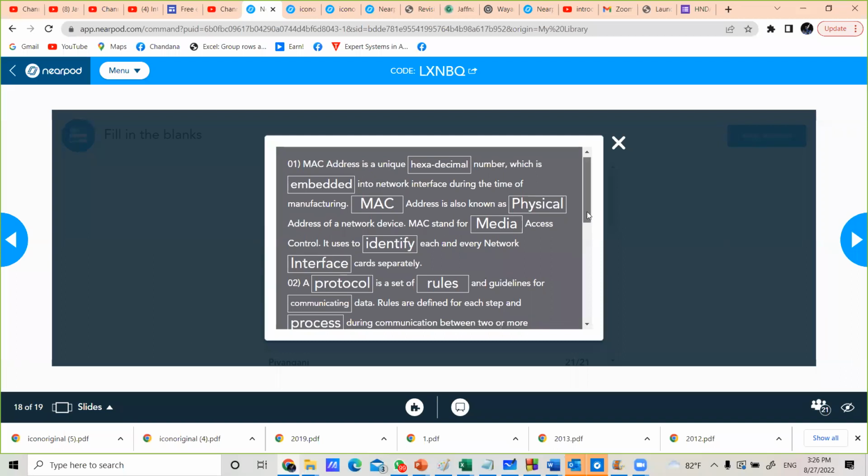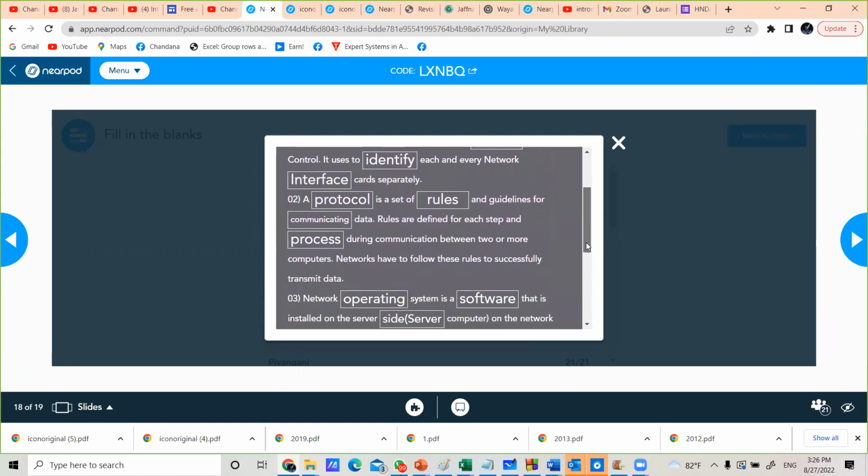It is used to identify each and every network interface card separately. Right? That's the use of MAC address. Each and every computer around the world has a network card, but their MAC address is unique. Separate MAC addresses are held by all of these computers.